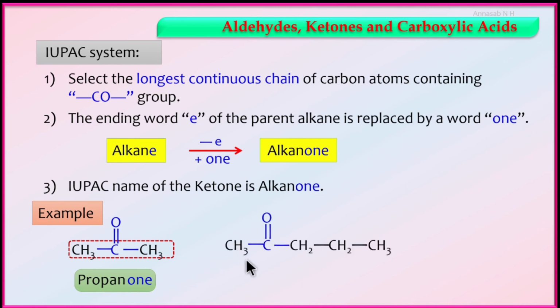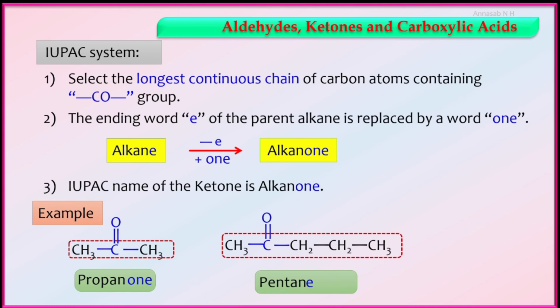Second example, CH3 CO CH2 CH2 CH3. There are a total of 5 carbon atoms. The parent alkane is pentane, and the ending E is replaced by ONE. The position of CO must be mentioned. As it is present on the second carbon atom, the name for the compound is rewritten as pentan-2-one.